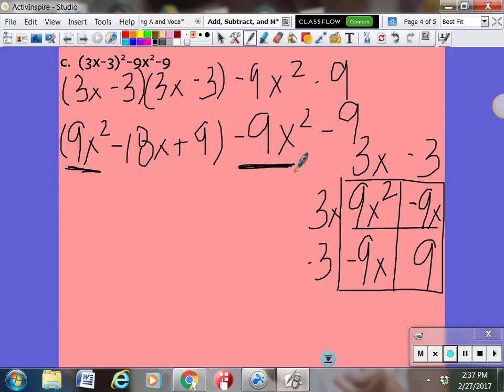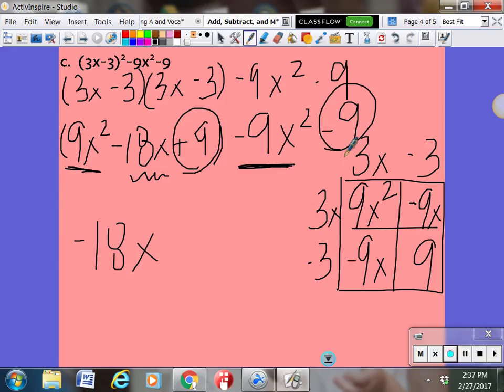Then I have negative 18x. I do not have a like term with negative 18x, so I'm just going to write negative 18x in my answer. Then my last like term is going to be 9 and negative 9. When I add 9 plus negative 9, I get 0. So my answer on this problem is just going to be negative 18x.